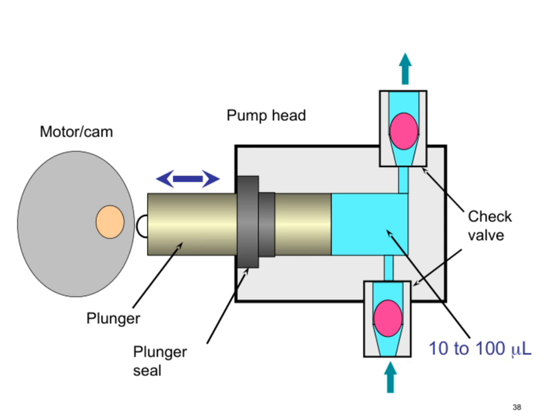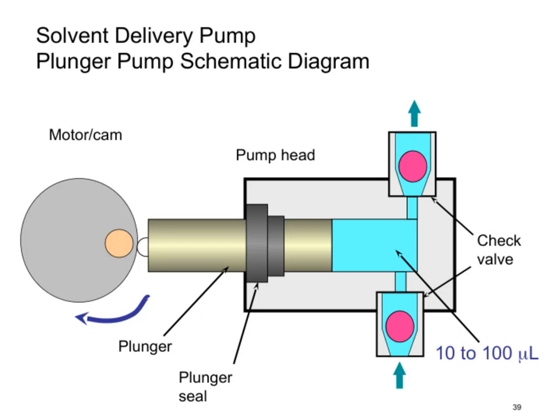Now, let's take a closer look at the solvent delivery pump, specifically the plunger pump schematic diagram. As you can see, the motor or cam is responsible for driving the plunger back and forth. This movement is what allows precise control of the solvent flow, typically ranging from 10 to 100 microliters. The pump head houses the key components, including the check valve, which ensures that the solvent flows in only one direction, preventing backflow.